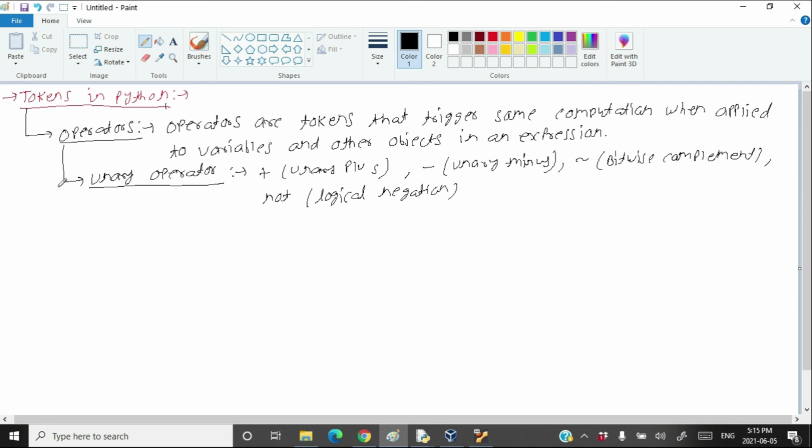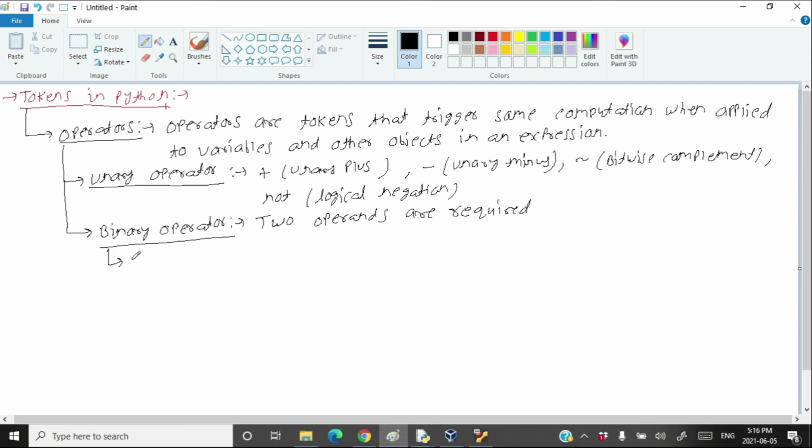After that, we have something called the binary operator. See, a unary operator requires only one operand to perform an operation, but binary operators require two operands to perform an operation. So these operators require two operands to perform the operation. Two operands are required, and in the unary operator, one operand is required.